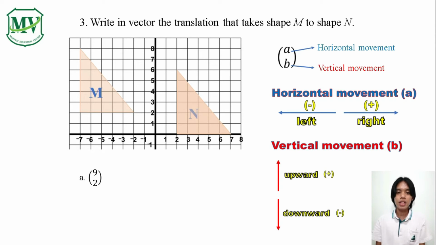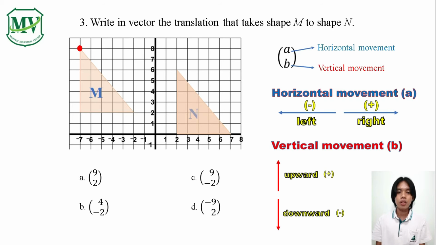A. (9, 2). That means 9 units to the right and 2 units upwards. Letter B. (4, -2). Or 4 units to the right and 2 units downwards. Letter C. (9, -2). Or 9 units to the right and 2 units downwards. Or D. (-9, 2). Or 9 units to the left and 2 units upward. So which of these choices is correct?